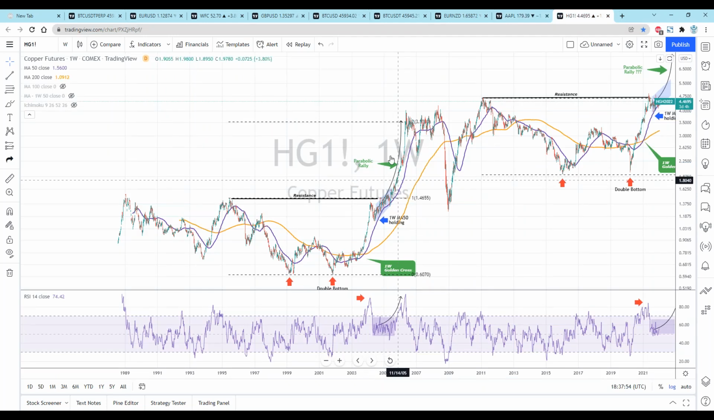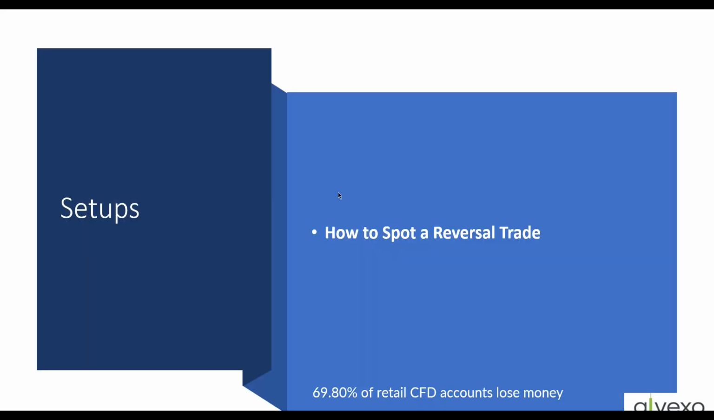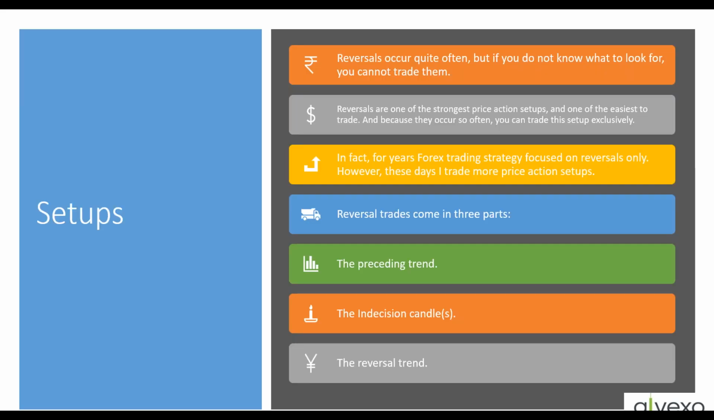But knowing what the chart is trying to tell you, understanding what prices are doing, and reading the story of price using your candlesticks is a great way to make smart trading decisions and also understand what is happening in front of you. So you can use reversal trades. Reversals occur quite often, but if you know what to look for, you can trade them. Reversals are one of the strongest price action setups and one of the easiest ways to trade, because they occur often. You can actually just trade from simply reversals.